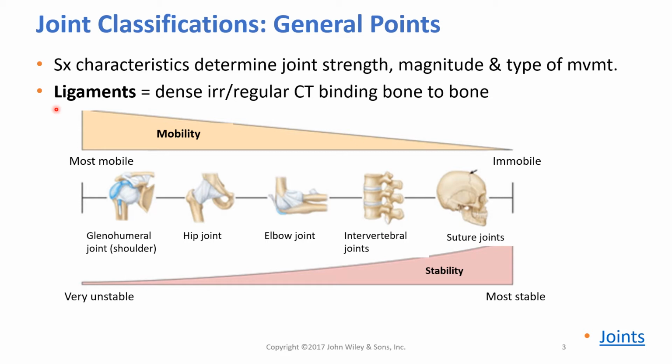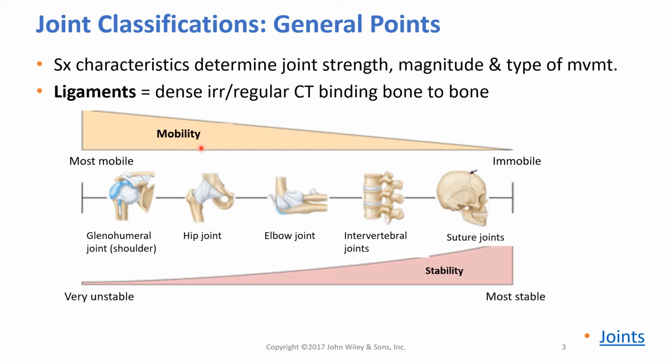We know that some of those supporting structures are ligaments. Ligaments are dense, irregular, or sometimes regular connective tissue that are binding bone to bone. Remember, tendons do muscle to bone, ligaments do bone to bone. So in all these pictures here in these different joints, you're seeing the ligaments that are attaching the bone to bone, holding them together.